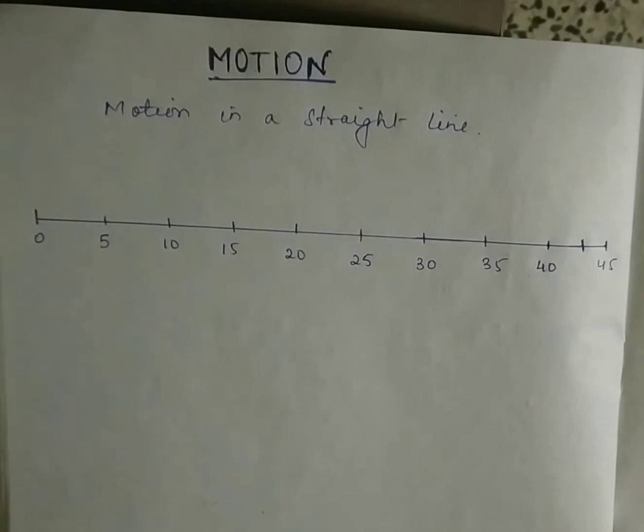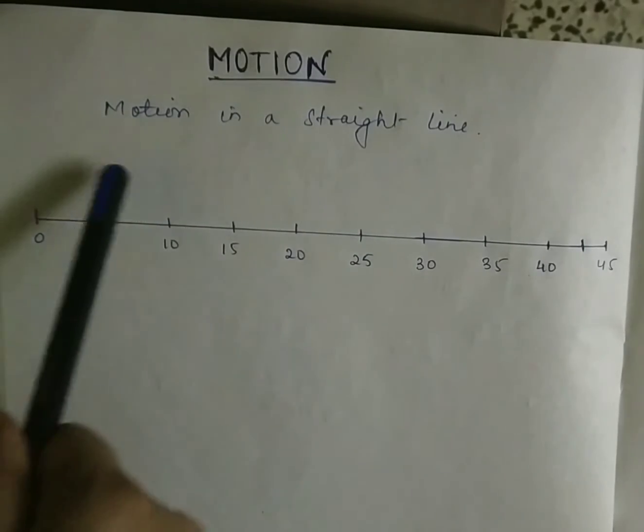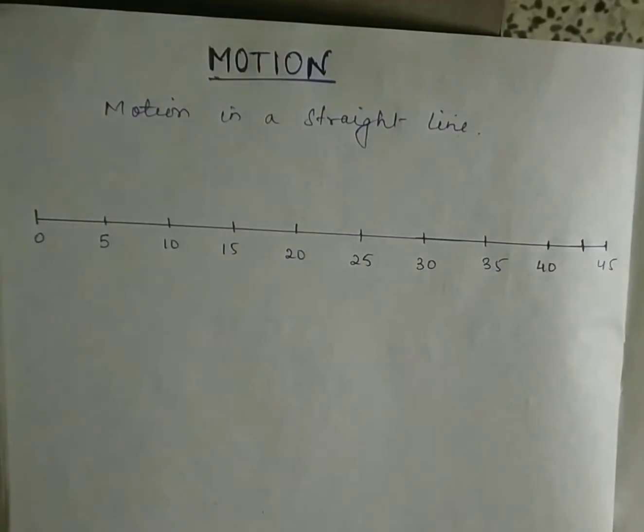So the motion sometimes is very complex, but it is an inseparable part of our life. So their study becomes important. In this chapter, we are going to discuss motion in a straight line. That means only those motions which take place in a straight line, we are going to discuss them.